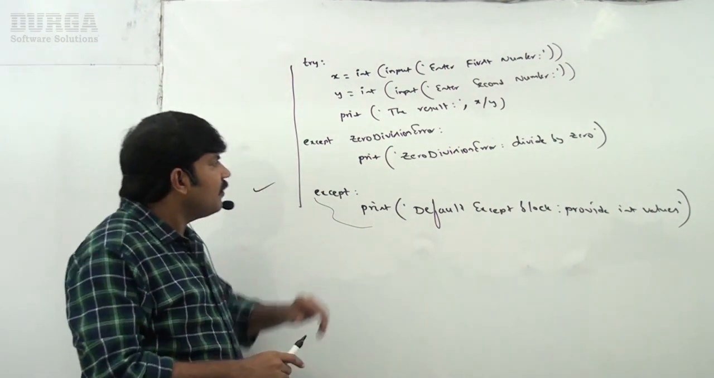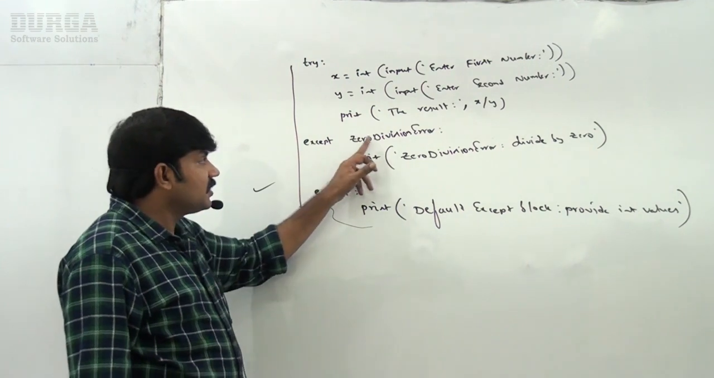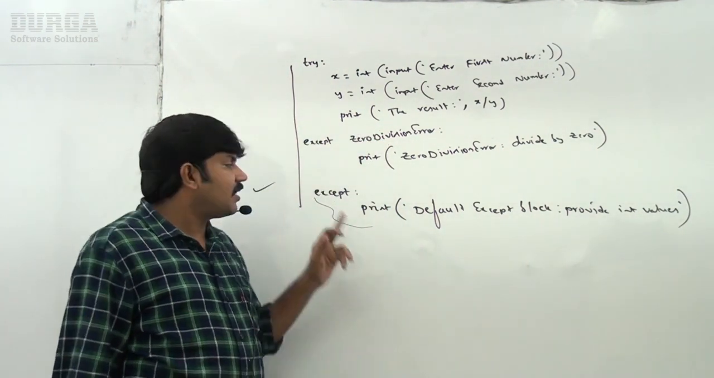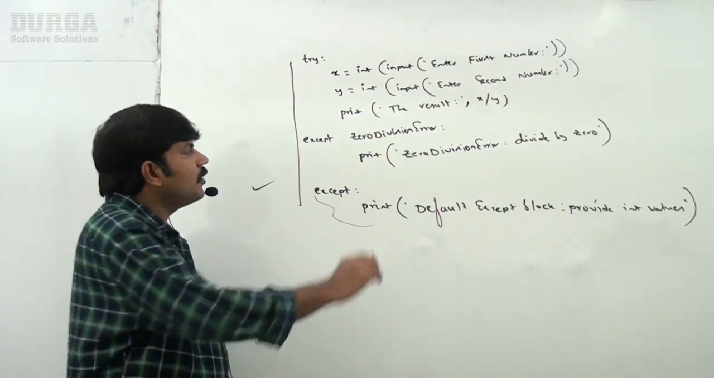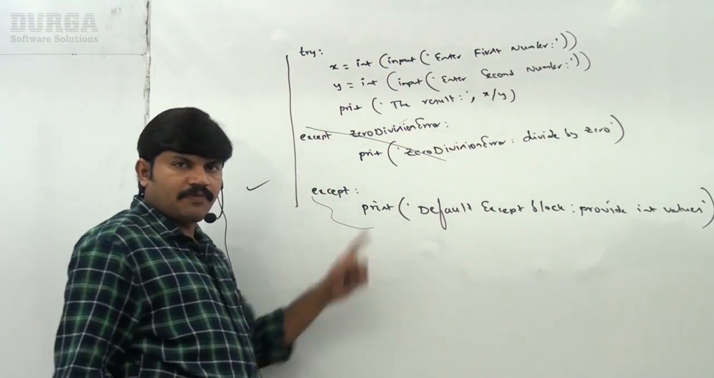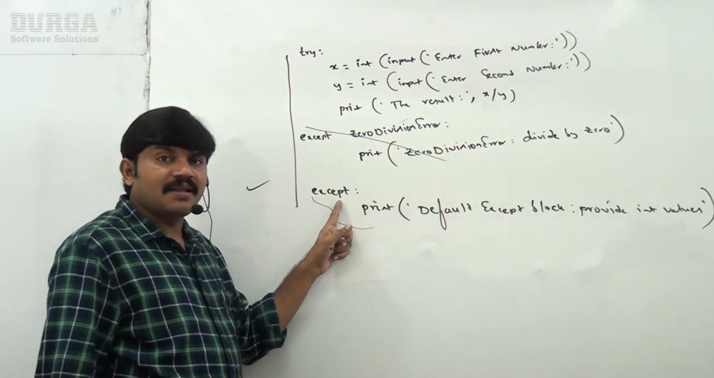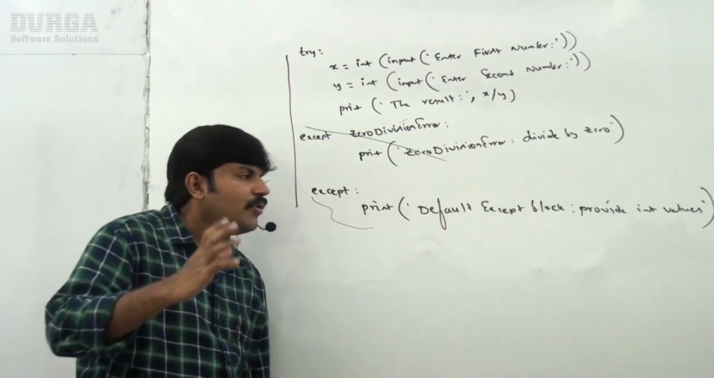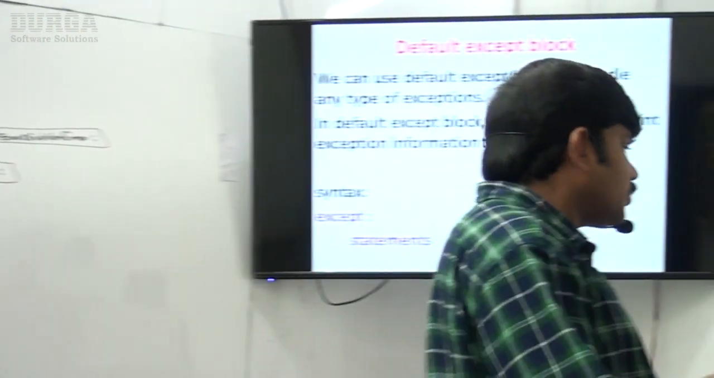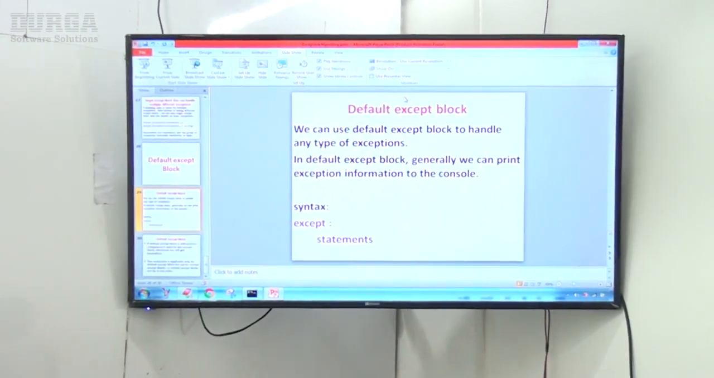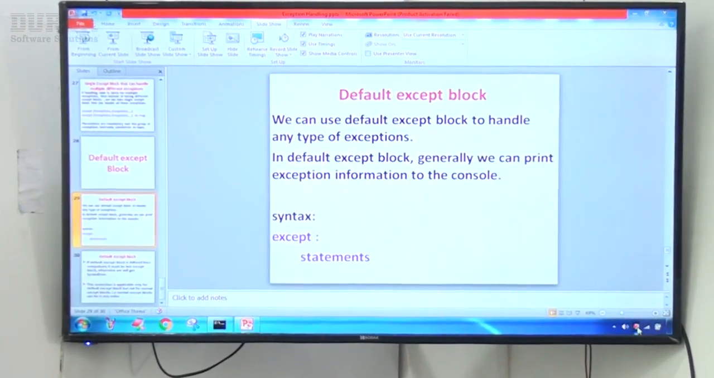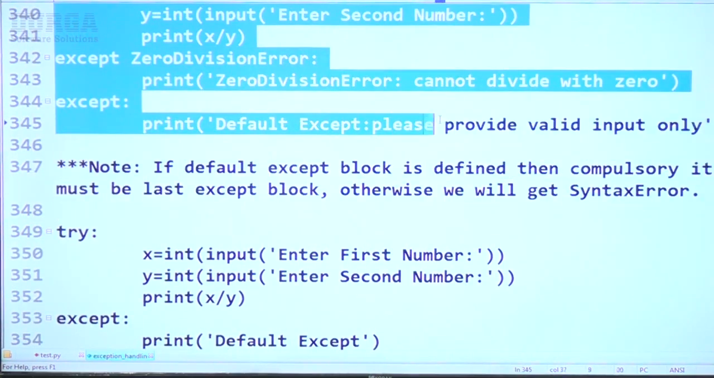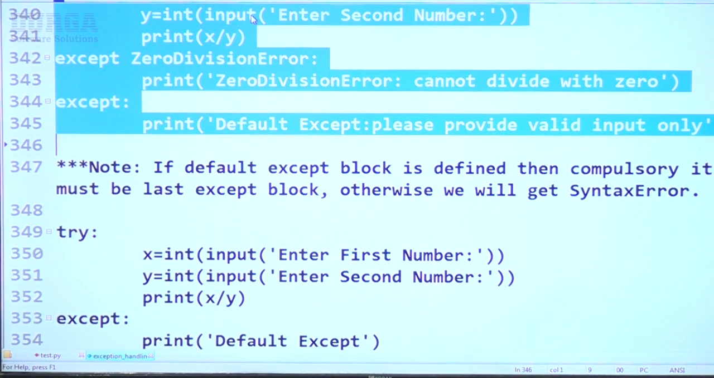If it is ZeroDivisionError, this block is going to take care because it is available. If it's not ZeroDivisionError but any other error, the default block is responsible. Suppose I am not taking the ZeroDivisionError block, then the default block can handle ZeroDivisionError also. Let me execute this code so that you may get more clarity about this terminology.